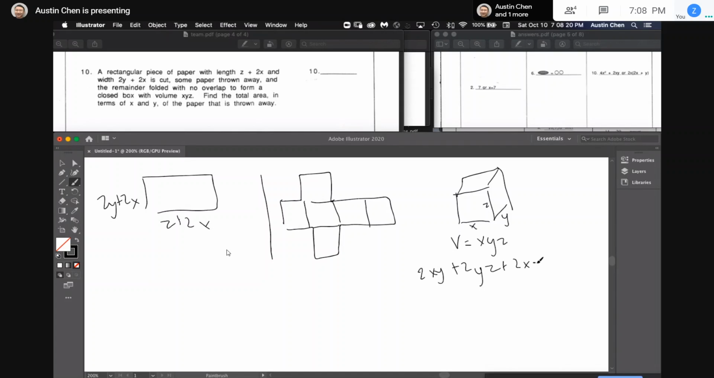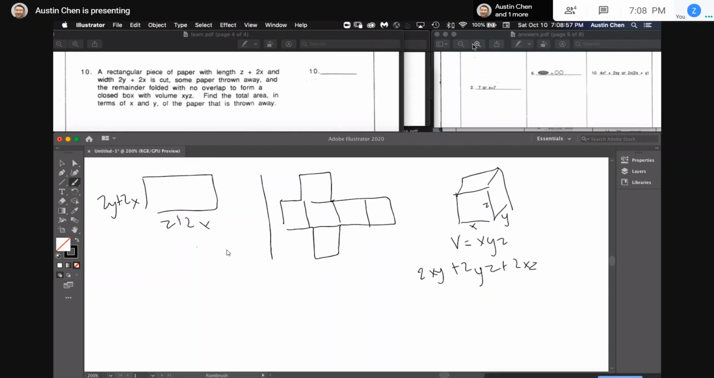plus 2xz. But do we have to check if the unfolded version of this box can fit into here? I think if you think about it, yes, it will. Yeah, okay, well, it most likely will. From what I'm looking at, it most likely will.